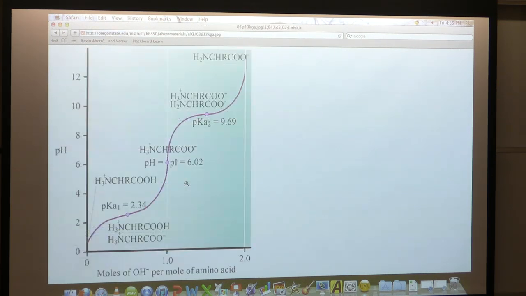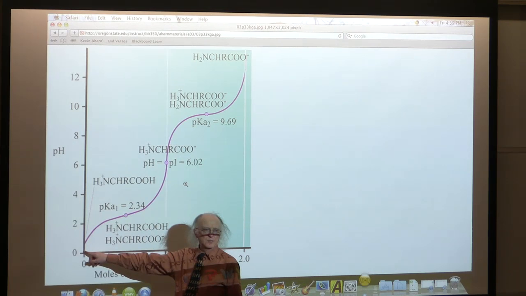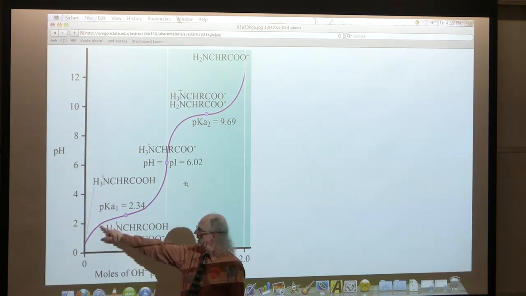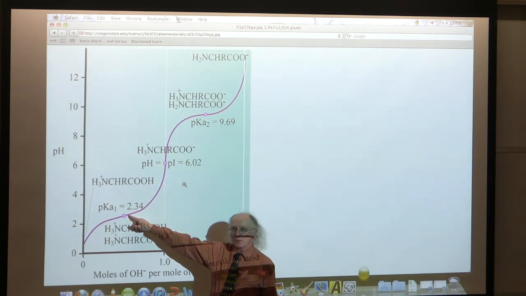Let's think about this. This is what that plot's going to look like. All right? We start at a very low pH. Notice we're plotting pH on the y-axis. We're plotting moles of OH per mole of amino acid on the x-axis. We start down here. All the protons are on. That's how we started that guy, right? We get to this point right here, and this is where you're going to screw up, because here's where you're going to say, well, the proton's off there. No, it's not. It's half off there.